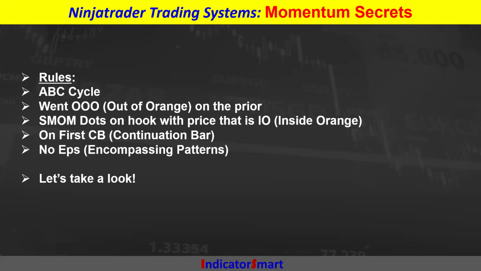We're going to look for the smart momentum dots on the hook with the price, the ABC, that is inside orange. And then you're going to look for that to happen on the first continuation bar or better, and you're not going to take any encompassing patterns as they were defined last week. Let's take a look at the chart.